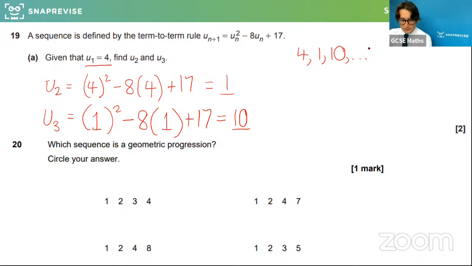Brilliant. So which sequence here is a geometric progression? Circle your answer. So please let me know if you've spotted which one it is. Remember, arithmetic for an additive kind of sequence, geometric for this multiplicative kind of link between terms. So have a little look. They may all well be a sequence following some rule we can spot. Very good. Thank you guys. Put answers in the chat if you can.